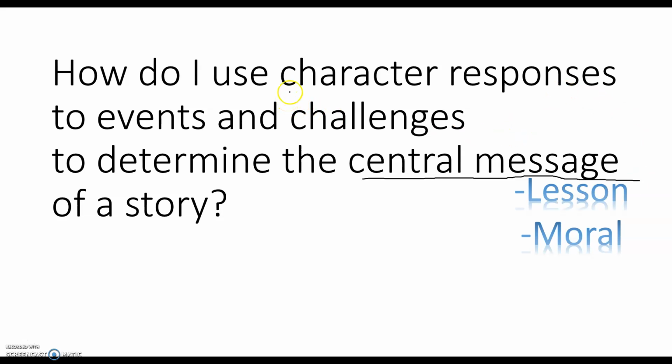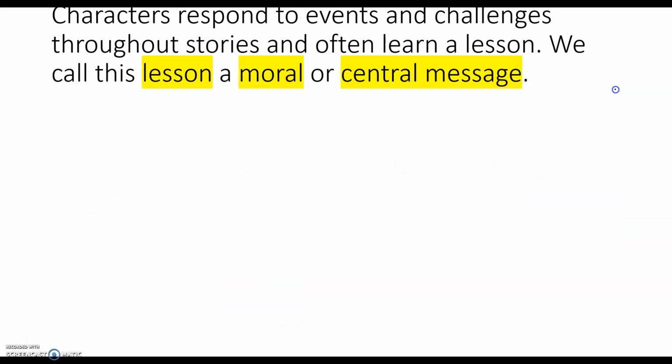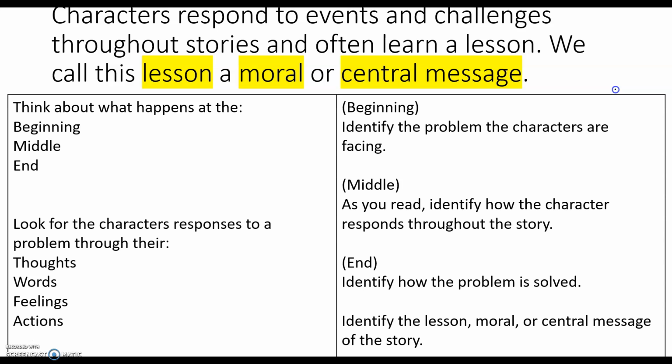We determine or figure out the central message by focusing on characters' responses to events and challenges. So those events and challenges usually are the problem and things that happen throughout the story. So we'll be looking at the characters' thoughts, their words, their feelings, and their actions to figure out the central message. So we know that characters respond to events and challenges throughout stories, and they often learn a lesson. We call this lesson a moral or central message.